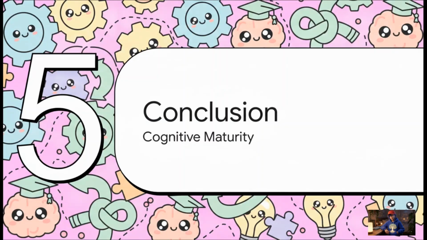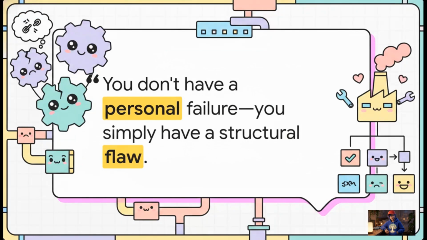Which brings us home to section 5, our conclusion. I am absolutely obsessed with this takeaway. You don't have a personal failure, you simply have a structural flaw in your system that needs redesigning. How freeing is that? It completely reframes our daily struggles. They aren't personal shortcomings or character flaws anymore. They are just actionable, structural design issues that you can totally fix with a pen and a piece of paper.